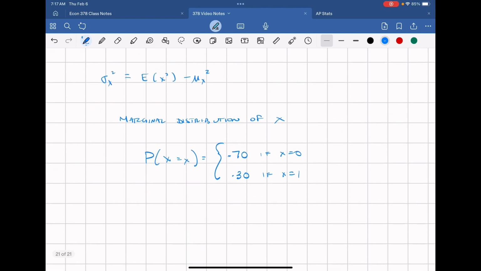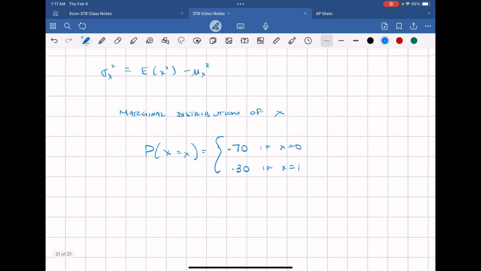Now, once we have this, we can go ahead and solve for mu of x. So mu of x is equal to, as we had before, the expected value of x, which is equal to the summation over the range of x of the probability that X is equal to x times the value of x. And so this will equal 0.7 times 0, plus a 30% probability that x is equal to 1. Therefore, mu of x is equal to 0.3.